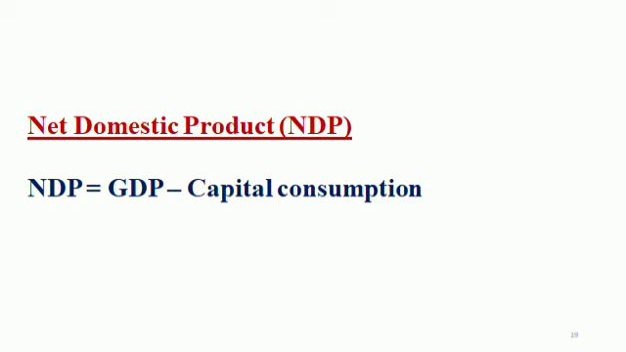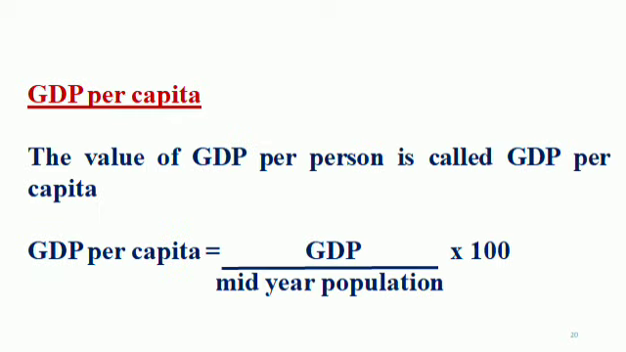Now let's see how we get net domestic product from gross domestic product. NDP is GDP minus capital consumption or depreciation. Let's look at another concept, GDP per capita. That is the GDP per person. GDP per capita is GDP divided by mid-year population into 100.